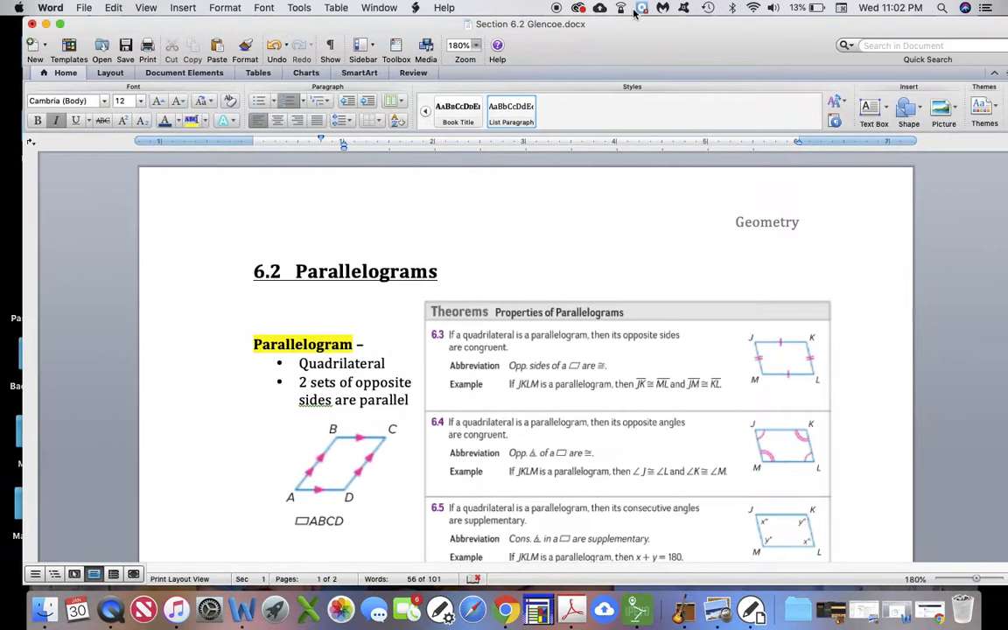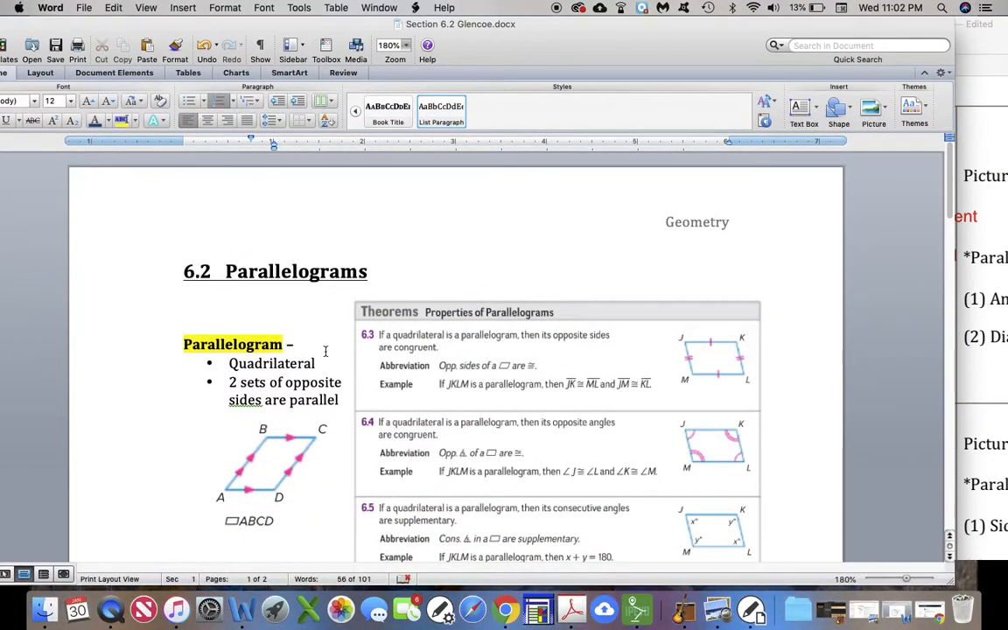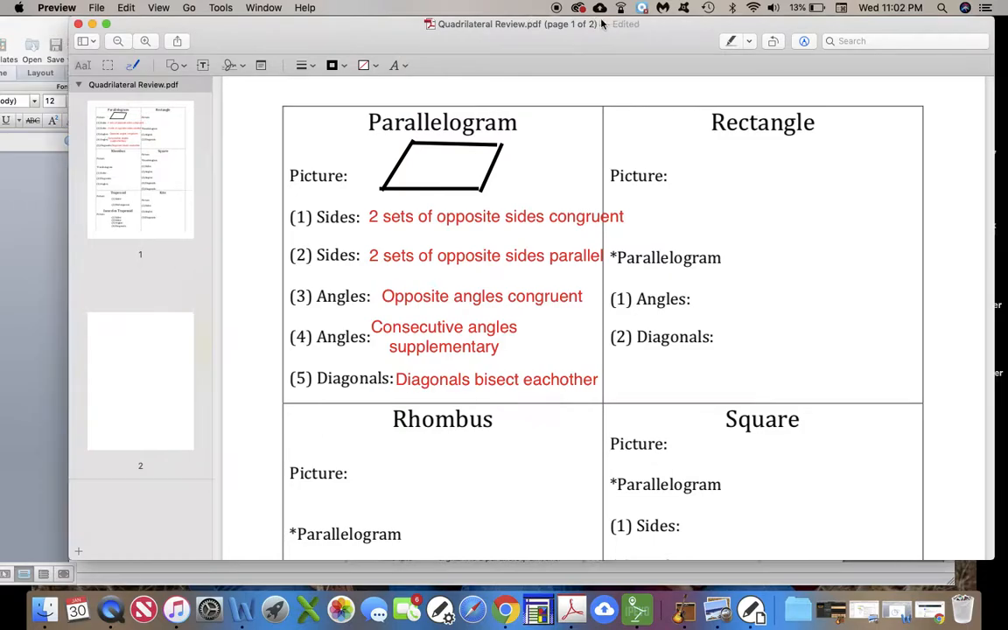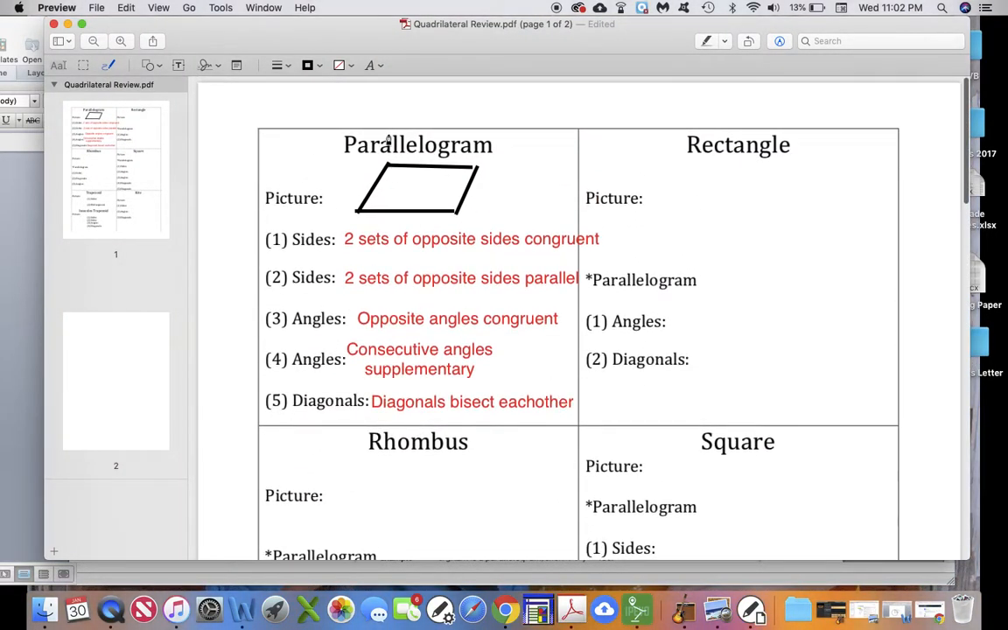So you should have two pieces of paper for notes. The first one's 6-2, and then the other one is a grid that kind of looks like this. We're going to fill in this first one, this top corner over here, and I've already got the notes typed in for you because I can't write on anything on here.